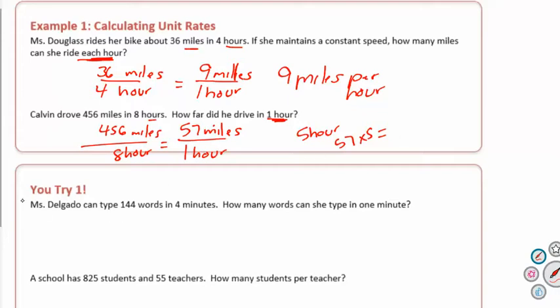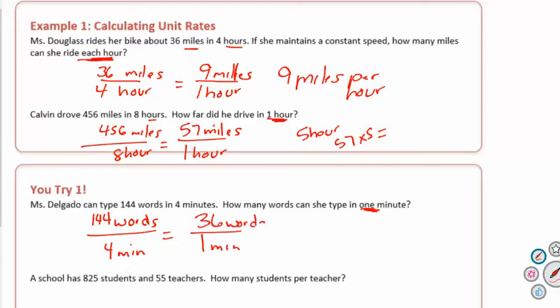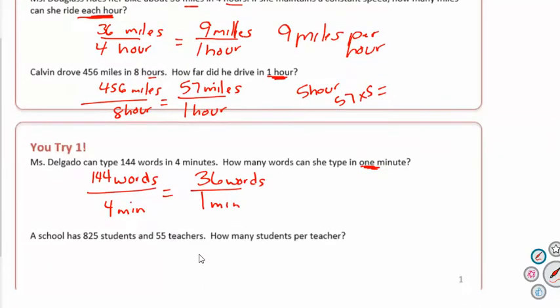All right, so why don't you set this one up, and then I will check your answer, okay? Pause the video. All right, did you set it up right? So we're looking at words per minute. Minute should be on bottom because I want to know how far she goes in 1 minute, okay? So grab your calculator, 144 divided by 4 comes up to be 36 words, okay? So she can type 36 words in a minute, which is more than what I can do. Okay. Look at the next one.